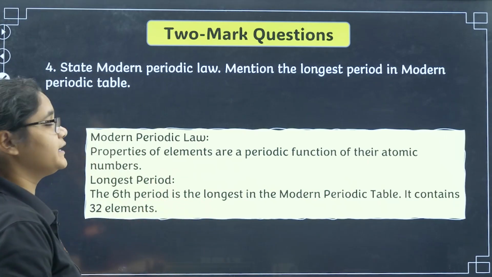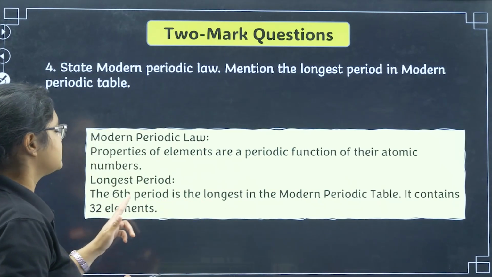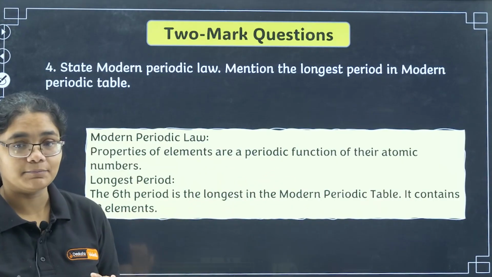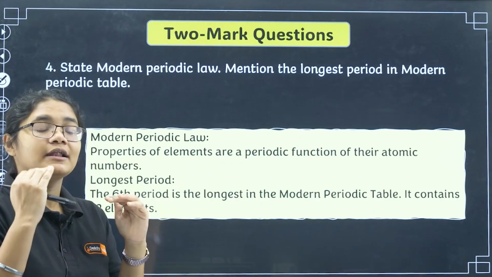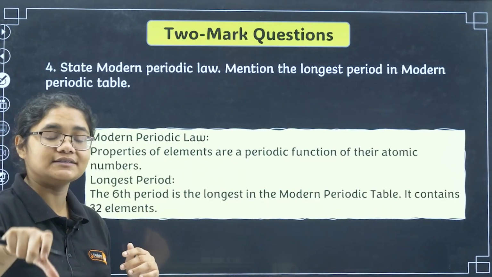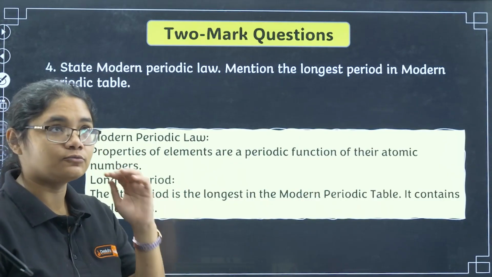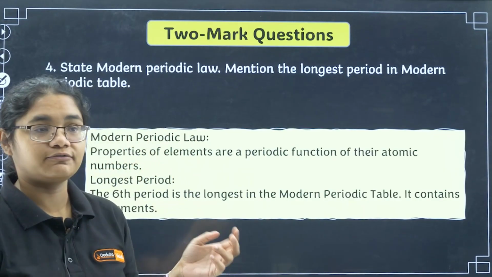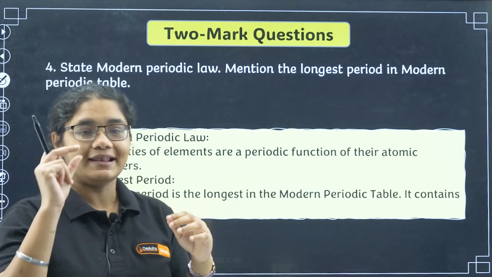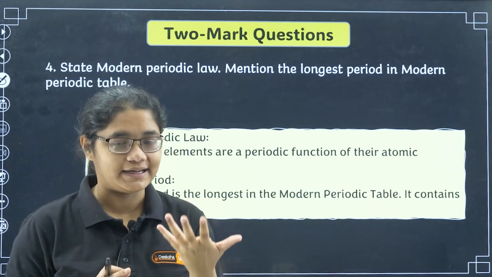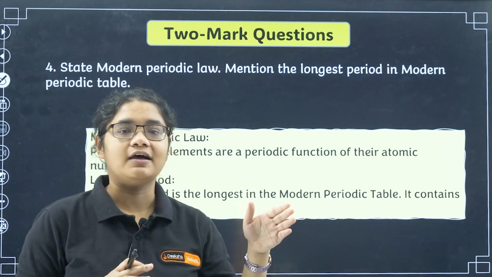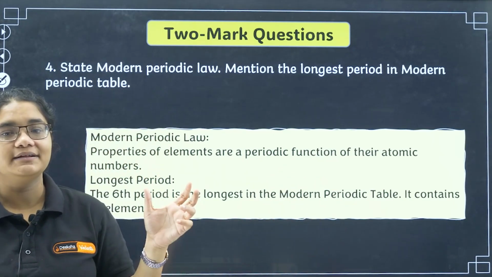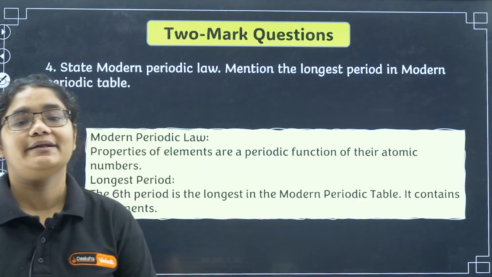And which is the longest period? The longest period is definitely your 6th period, which has 32 elements. 7th period is incomplete. In 6th period you have both the lanthanoids and actinoids also considered, so you have almost 32 elements there. How is it there? You have lanthanoids and actinoids, 14 plus 14, 28. Then this side you have 2 elements, 28 to 30, and this side you have 4 elements in the P block. So total 34 elements are present.